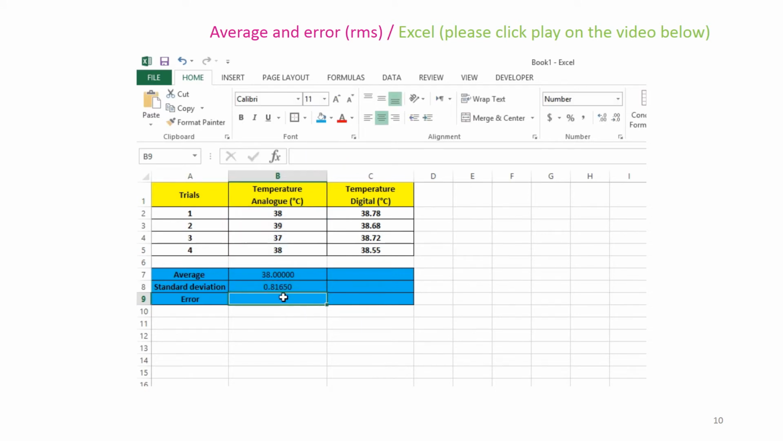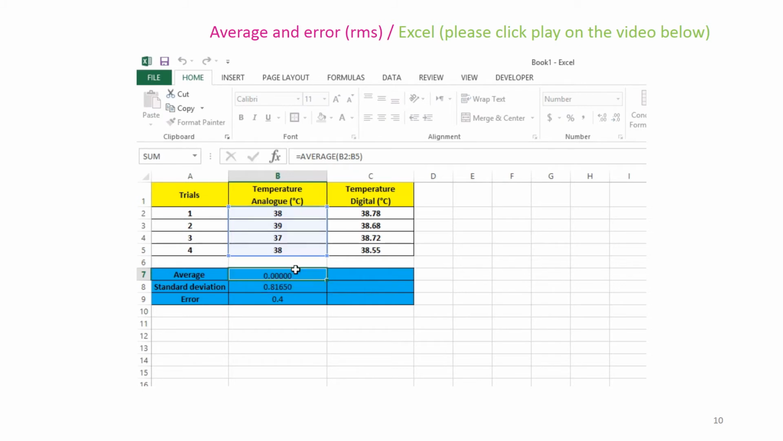Now the error, unfortunately, there is no direct formula, so you have to take the STDEV, you click on it, divided by radical n, square root of n. We have 4 trials, so 4, enter. Now the error has one, you have to round it to one significant figure, so you have to remove the digits. Okay, so it's 0.4. This means that you have to stop at 1 decimal place after the dot.